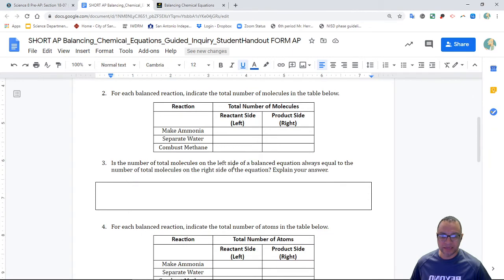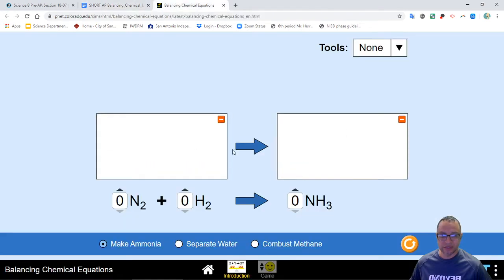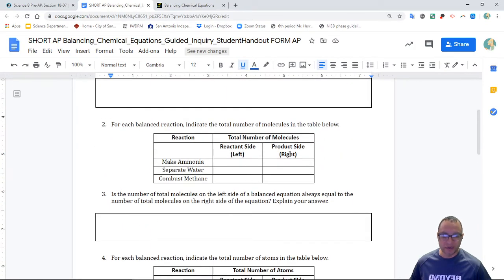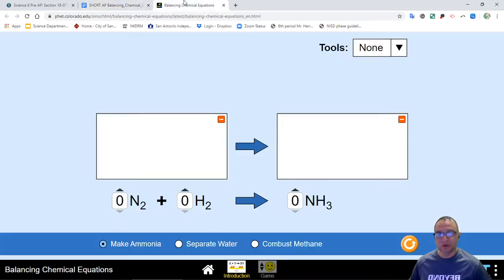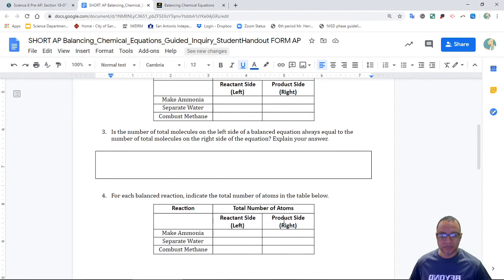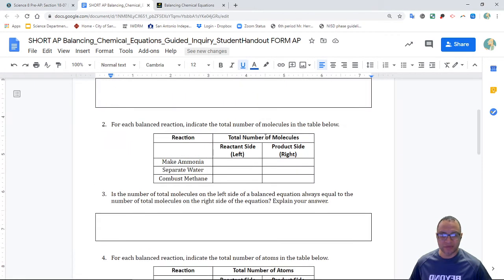Okay, it's gonna ask you various questions related to this module. So you're just going to work the module, answer the questions as you go. Right here in the center, it's going to be asking you to count atoms like we've been doing. So on this one, it's having you count atoms, on this one it's having you count molecules.